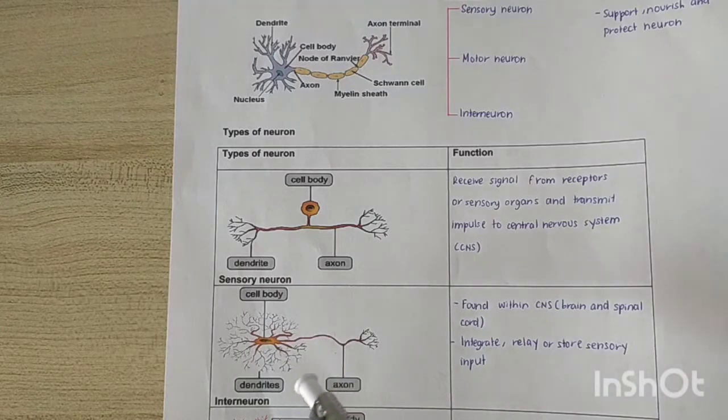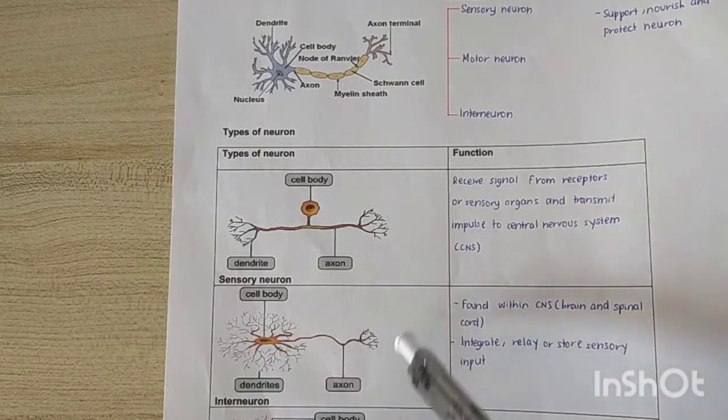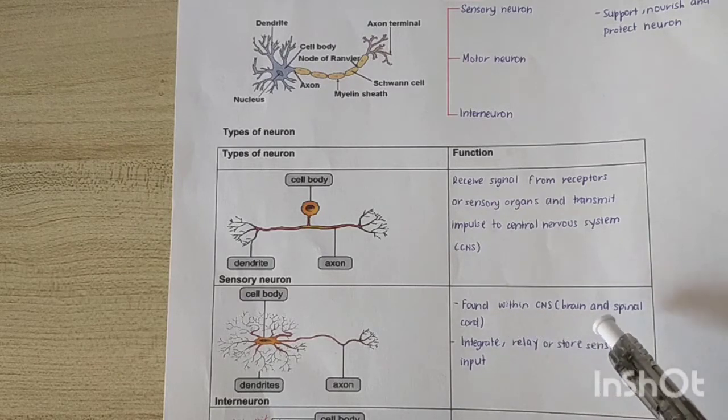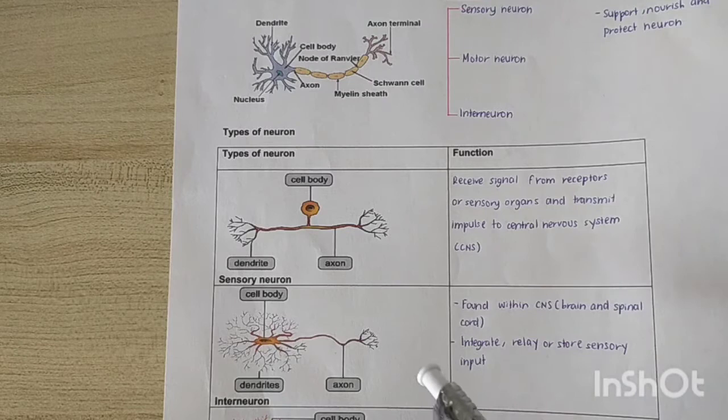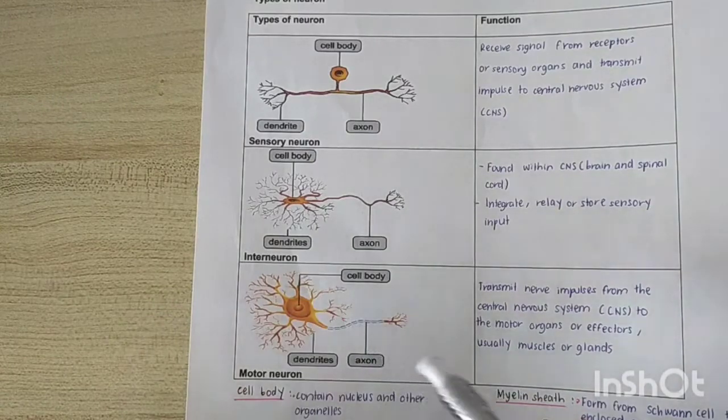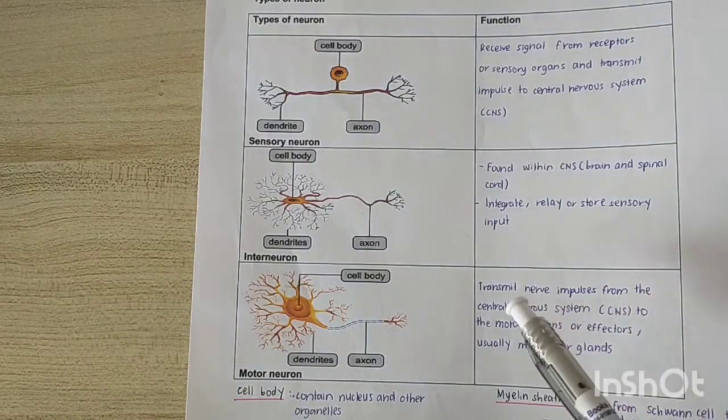Okay, and then for interneuron, okay, so this is the structure of interneuron here. So it will found within CNS, which is brain and also spinal cord. Okay, so interneuron berada pada CNS, and then what happen to the interneuron? It will integrate, relay or store sensory input. So dia akan terima impulse yang datangnya daripada sensory neuron tadi, and then what happen? It will integrate, relay or store, okay, the sensory input. Okay, and then for motor neuron here, okay, it will transmit nerve impulse from the central nervous system.